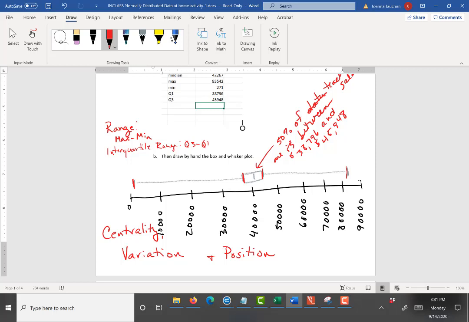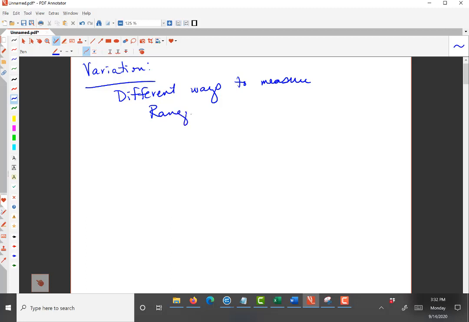Now, the standard deviation is also a measure of how far the data is spread out, so variation. There are different ways to measure this. I just want to be sure that you're picking up different ways to measure. So the range is one of them, the interquartile range is another, and then the standard deviation is a third way that we measure the variation of the data set. It gives us one number that says, here's about how varied the data set is.